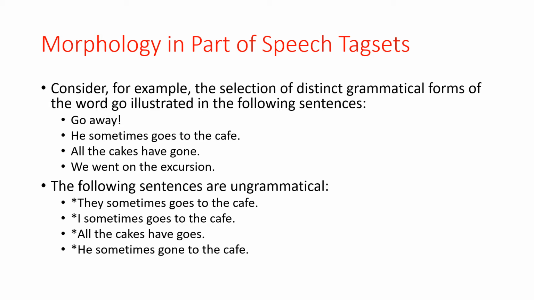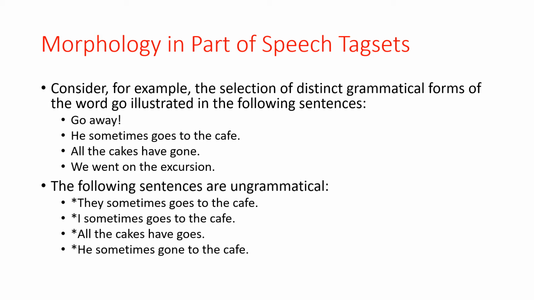All the cakes have gone. We went on the excursion. Each of these forms, go, goes, gone, and went, is morphologically distinct from the others. Consider the form goes. This occurs in a restricted set of grammatical contexts and requires a third-person singular subject.